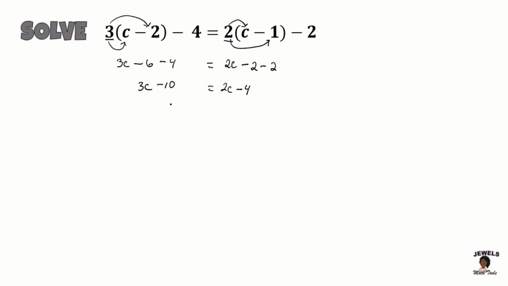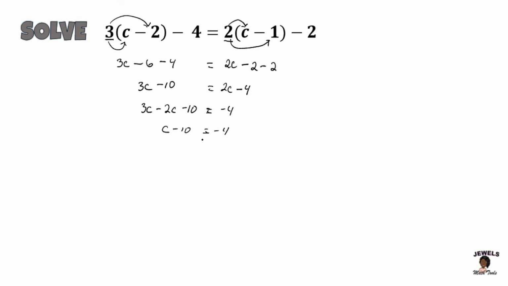And now we're going to begin collecting like terms across our equal sign. So I'm going to start with my 3c and 2c. And since the 2c is smaller in this case, I'm going to move that 2c to my 3c, which will leave us with -4 on the right hand side of our equation. So 3c minus 2c will equal c, minus 10 equals -4.